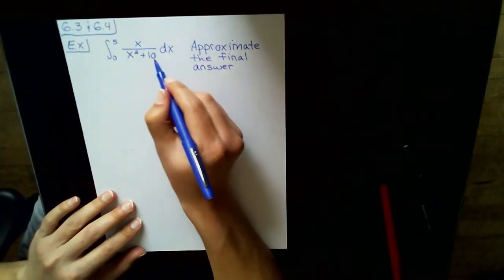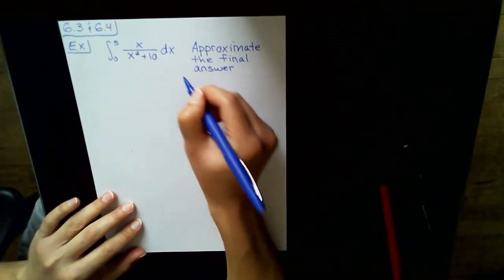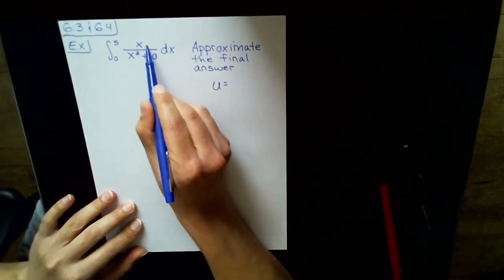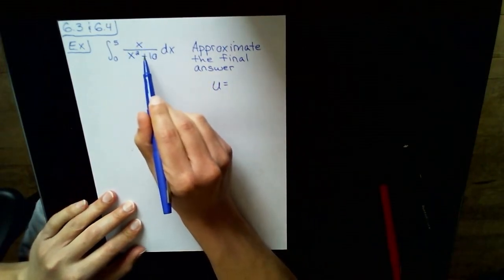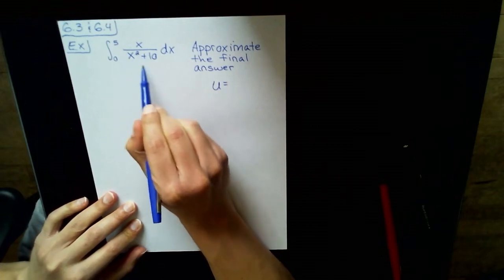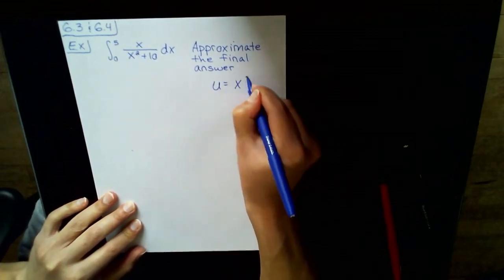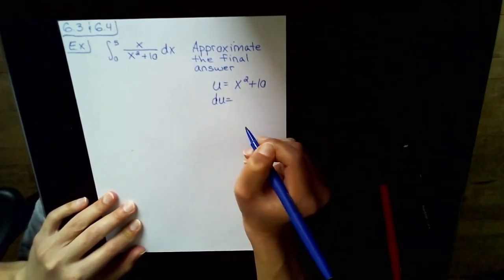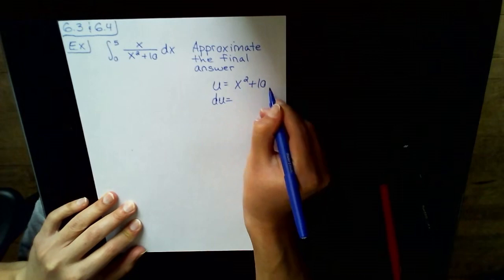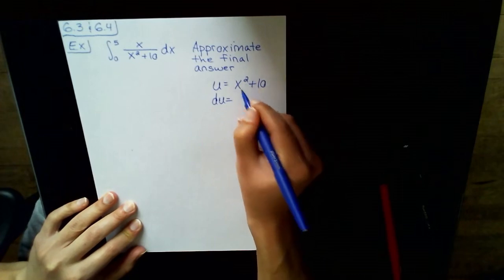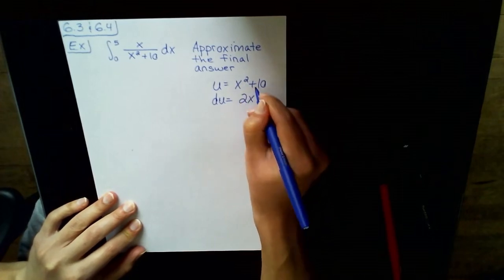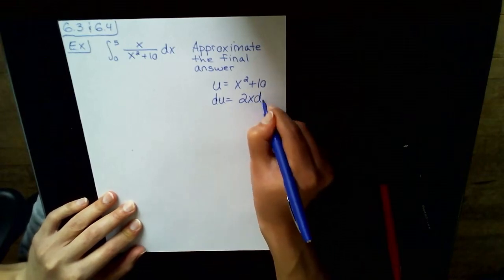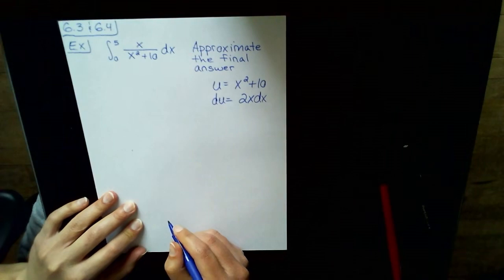Okay, so going through this, we're going to start by finding u. Remember, whenever you have a fraction, u is most likely the denominator or something in it. So we're going to let u equal x squared plus 10, which means du is the derivative of x squared plus 10. We get the derivative of x squared is 2x. The derivative of plus 10 is 0. So we get 2x dx.